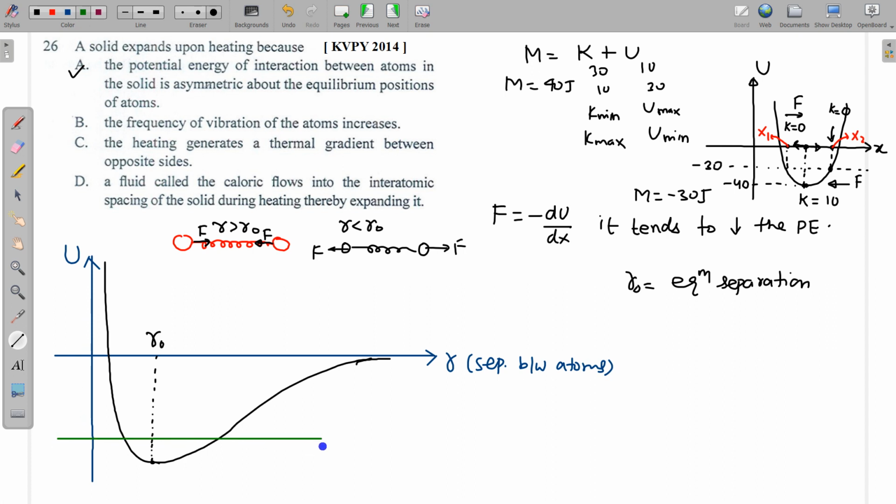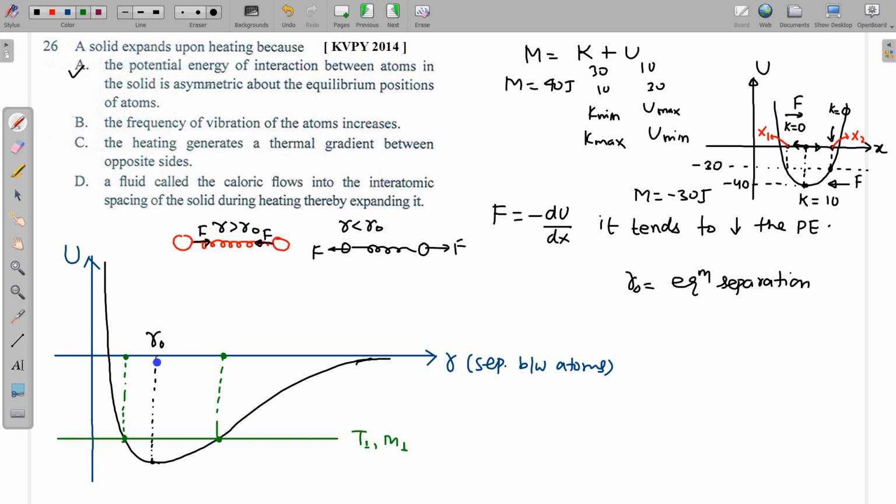So now let's say at a particular temperature, let's say this is the energy level, this is the total mechanical energy. Like I drew here, total mechanical energy is equal to -30. So suppose this is the total mechanical energy at some particular temperature, let's say T1. So at T1 this is the total mechanical energy M1. Now the particle can vibrate between these two locations, because at this particular location the potential energy is equal to M1 and kinetic energy has to be 0. So the particle will vibrate between these two positions.